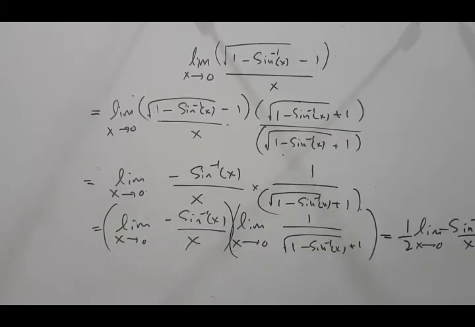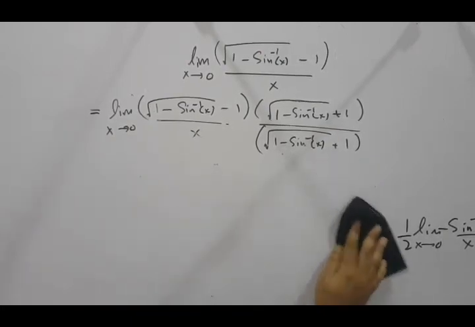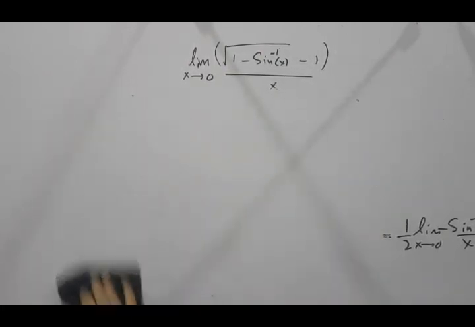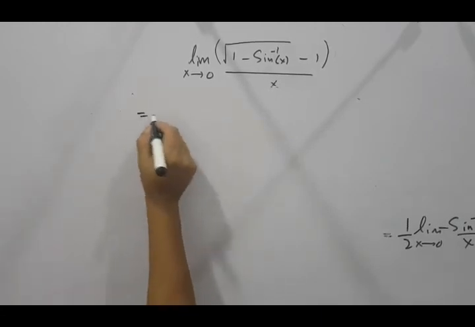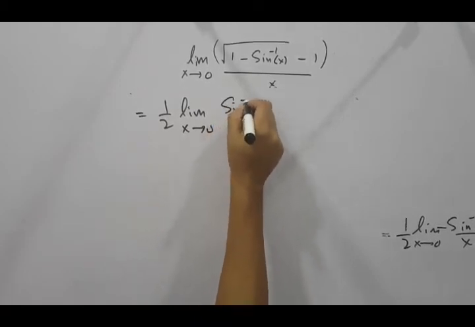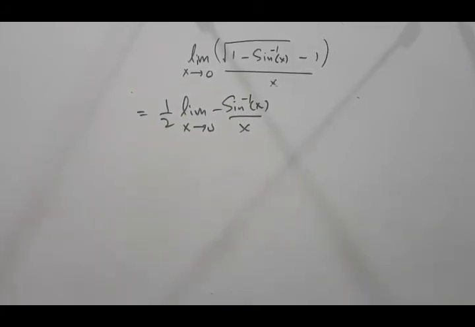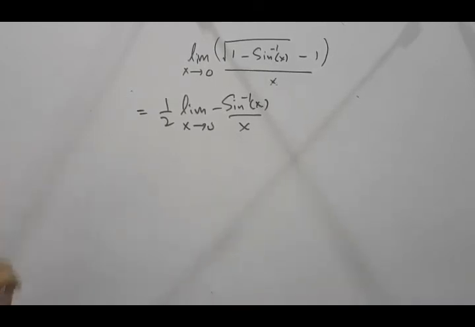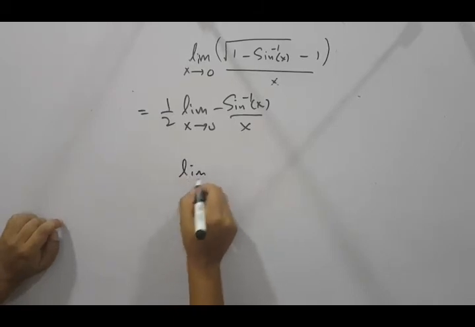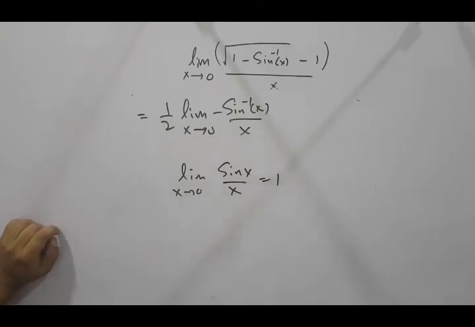Right. So I'm just going to clear this up, and I'll take this result, limit x tends to 0 of sine inverse of x over x. This is what we are left with. Now, since we don't know what this is, but we know a trigonometric relationship that says that as x approaches 0, sin x over x is equal to 1.